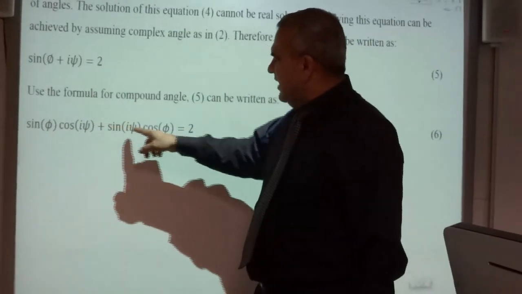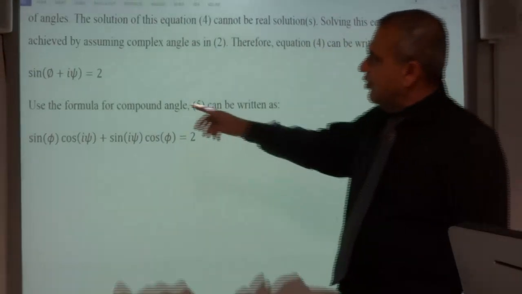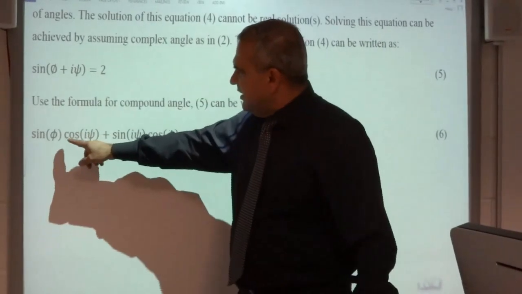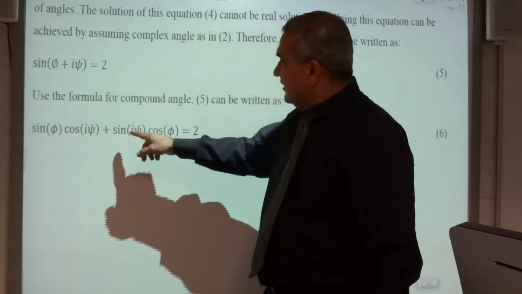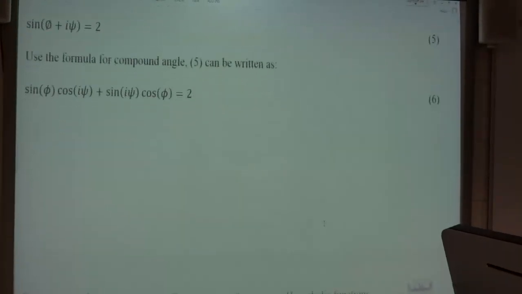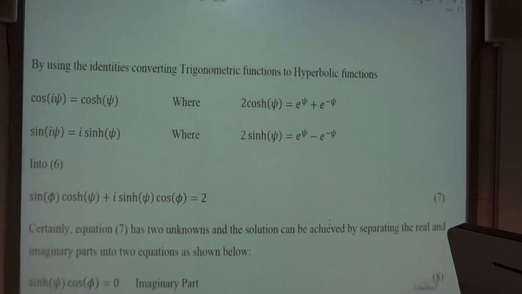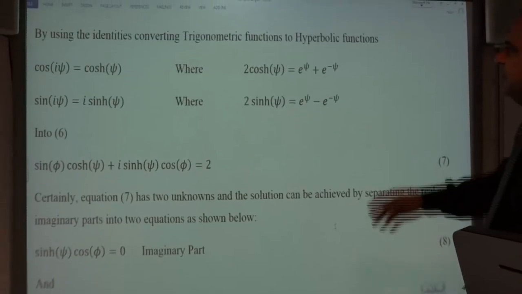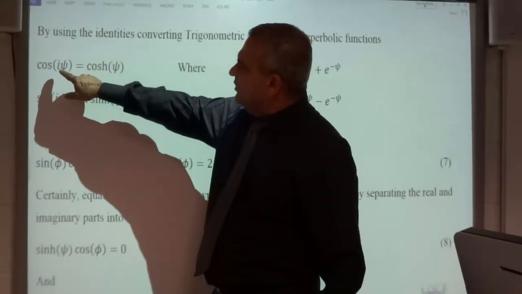Then we expand this by using the sine of a sum of angles, A and B: sine phi times cosine of i psi, and so on, and this is equal to 2. So we have two unknowns here, but those two unknowns we can now solve simultaneously, by using some identities that I think you are quite familiar with.